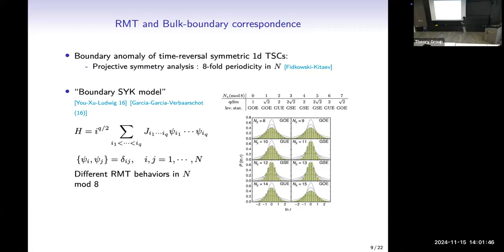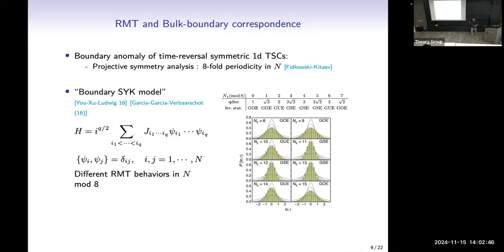As was pointed out by Fidkowski and Kitaev, the topological properties of topological superconductors depend on the number of Majorana edge modes modulo 8. At every 8 copies of Majorana fermions, the topological property is trivial. But for any other number of Majorana fermions, there's a non-zero topological invariant, and it's a non-trivial topological superconductor. The bulk topological aspect is not so relevant today, but interestingly, the level statistics and symmetries of the SYK model depend on N modulo 8. Depending on the number of fermions, sometimes the level statistics is that of the Gaussian orthogonal ensemble, Gaussian unitary ensemble, or Gaussian symplectic ensemble, and so on.